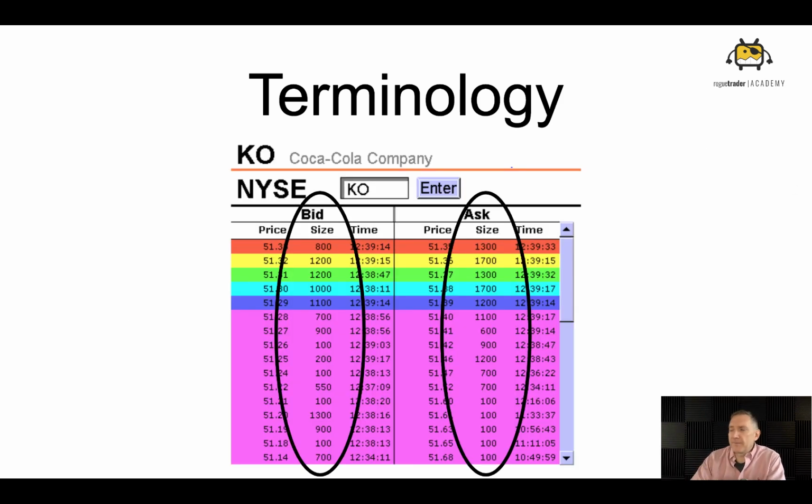Okay, so here I threw up this example: Coca-Cola stock. We're talking about liquidity. Well, we want to know how many people are on each side. So I've just circled here the size. That's how many shares are offered at this particular price. There's 800 shares, 1,200. On the offer is 1,300, 1,700.